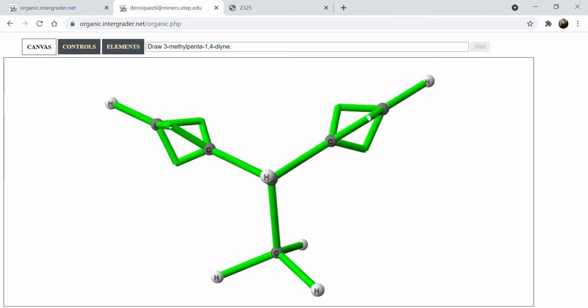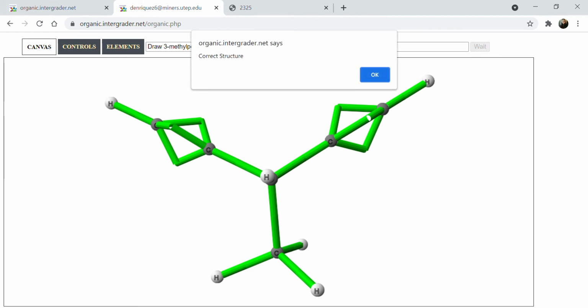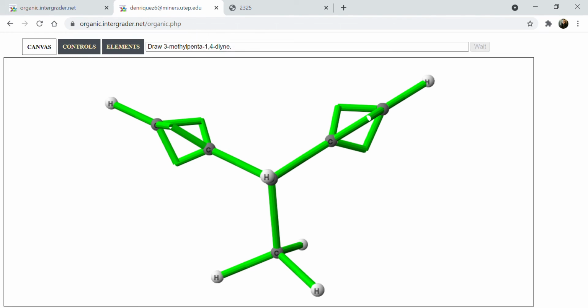I think the hardest thing about this homework is probably the naming ones, that hopefully we'll get to see a few of those.